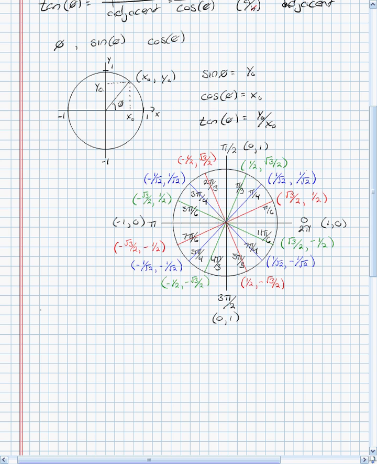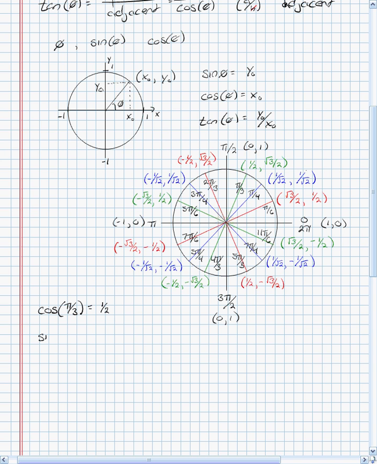So if we're asked to find the cosine of pi over 3, we know that if we go up and follow this circle pi over 3 radians, that brings us to this green line right here. Now we know that cosine theta is equal to x0. So if we just look at the value x0, we can very simply define cosine of pi over 3 as 1/2.